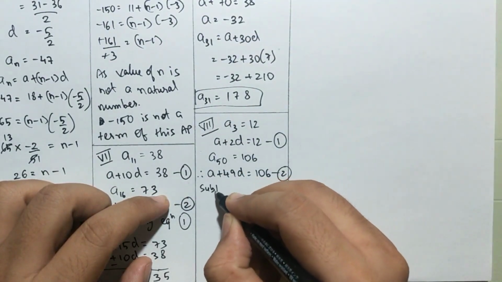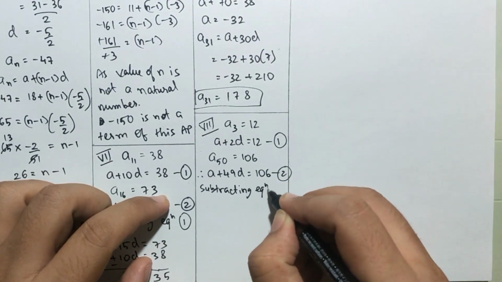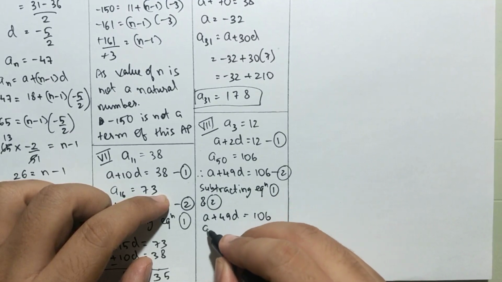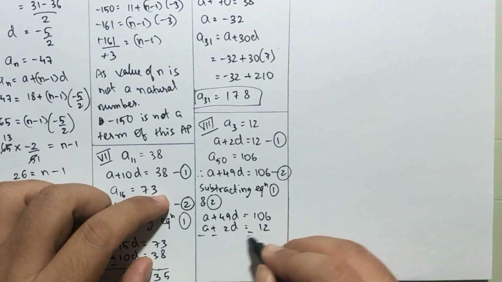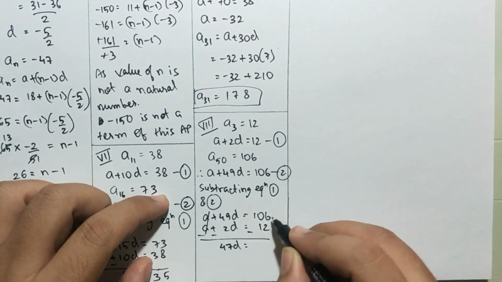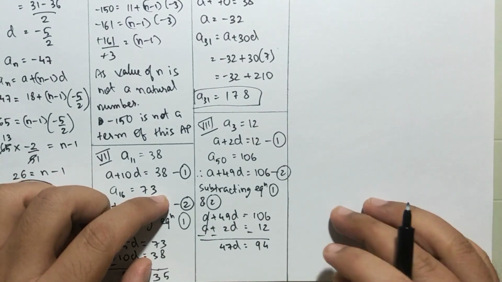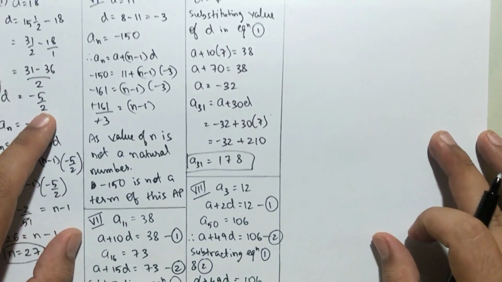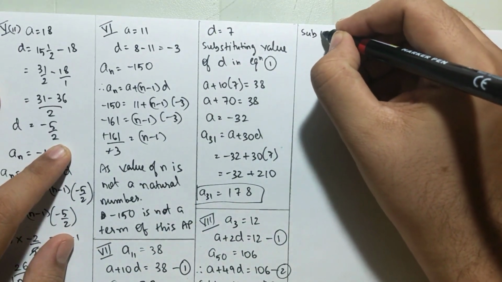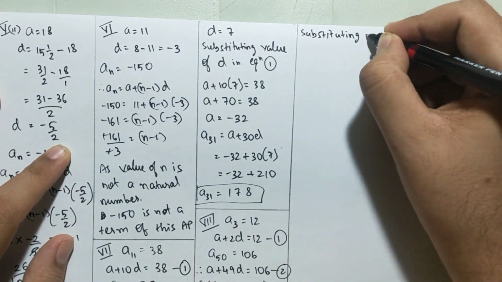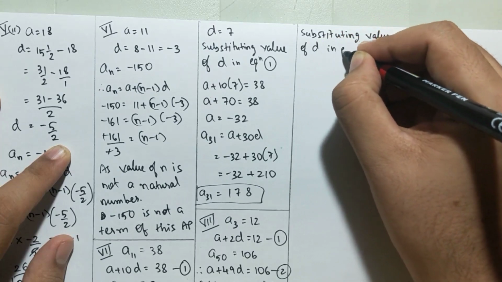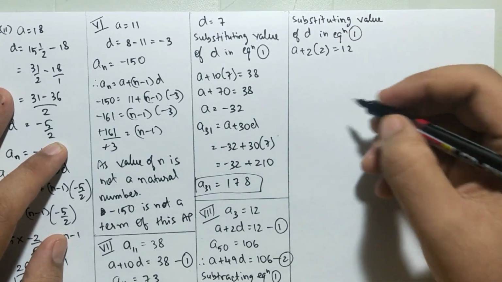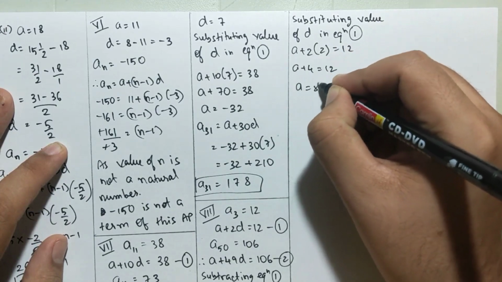So by subtracting equation 1 and 2, a plus 49d equals 106, a plus 2d equals 12. Subtracting them, we'll get 47d equals 94. This 47 will get divided, so d will come out to be 2. Substituting this value of d in equation number 1, we get a plus 2 multiplied by 2 equals 12. So a plus 4 equals 12. So a equals 8.